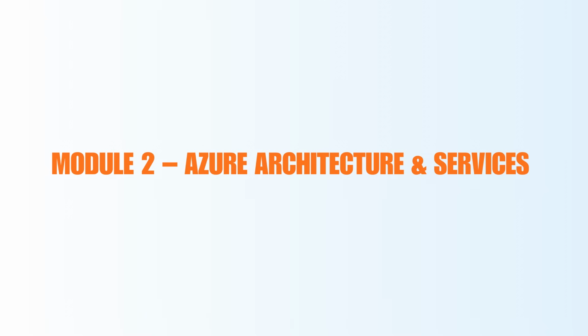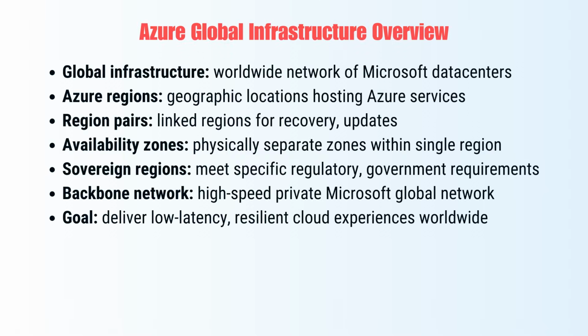In this slide, we'll start exploring how Azure is built at a global level, its physical and logical infrastructure. Azure is made up of a worldwide network of Microsoft-managed data centers. These data centers are grouped into regions, which are geographic areas like UK South, West Europe, or East US. When you deploy resources, you normally choose a region, and that's where your resources physically live. Azure regions are connected by Microsoft's high-speed private backbone network, which helps deliver low latency and high reliability between locations. This private network is one of the many reasons enterprises trust Azure for mission-critical workloads.